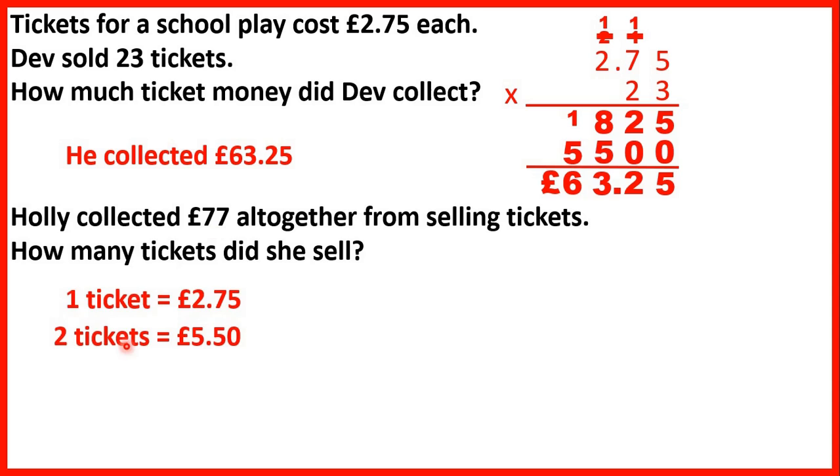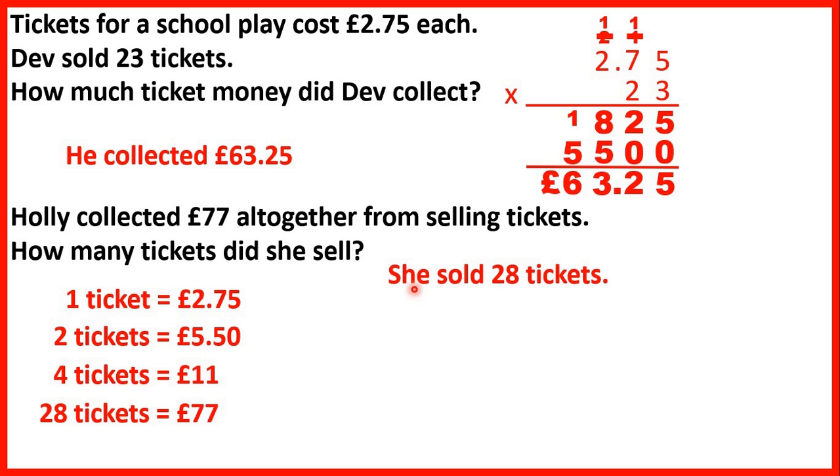And that means 2 tickets must cost £5.50, because £2.75 times 2, or £2.75 plus £2.75 is £5.50. 4 tickets will cost £11, because 2 times 2 is 4, and £5.50 times 2 is exactly £11. So that means 28 tickets cost £77. 4 times 7 is 28. 11 times 7 is 77. So that means she sold 28 tickets.